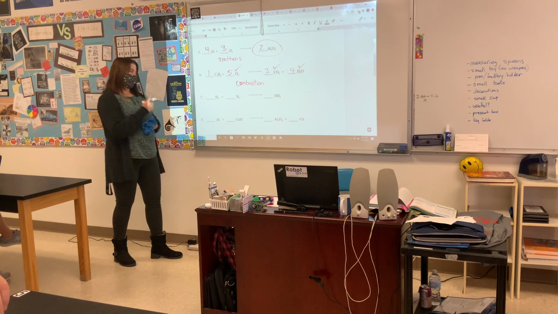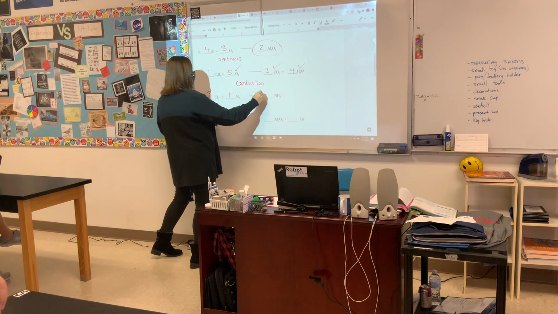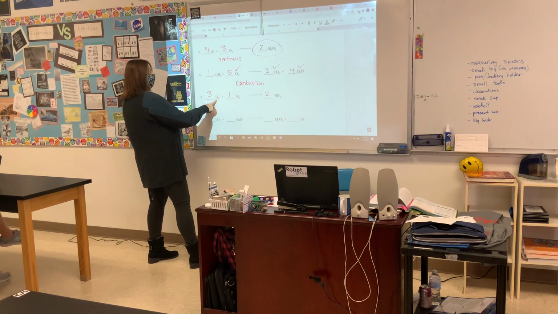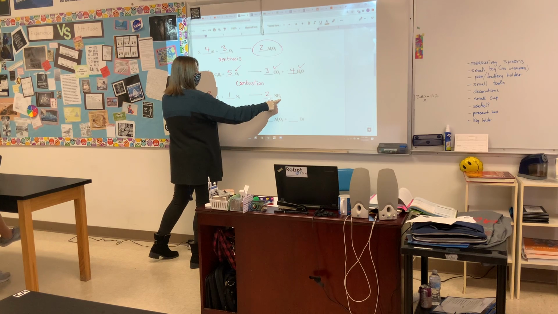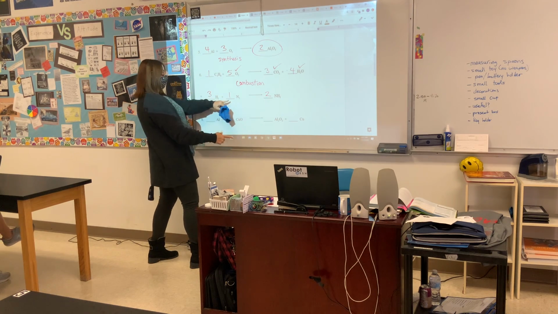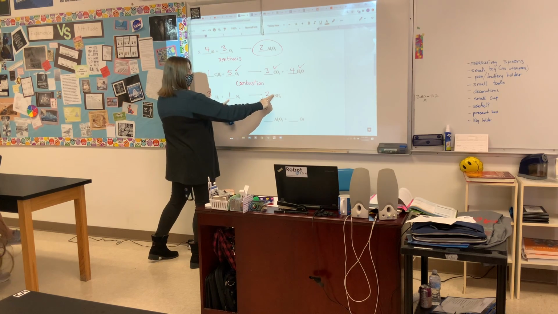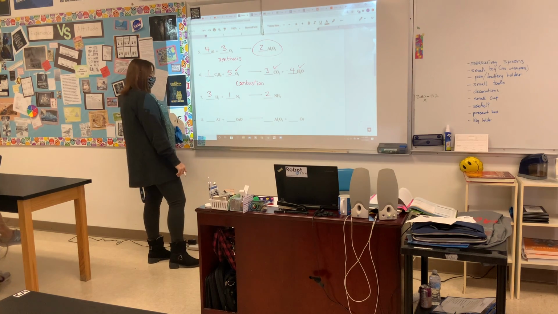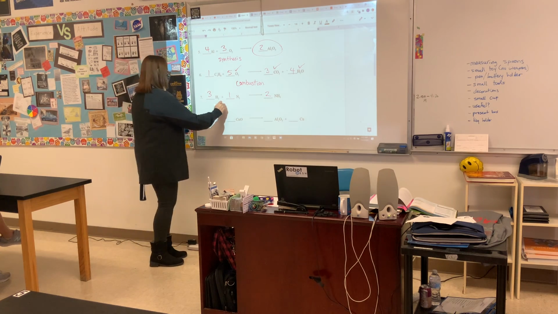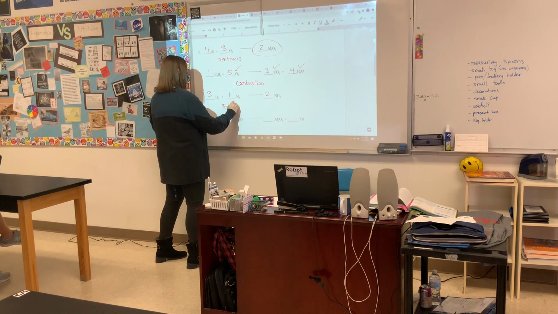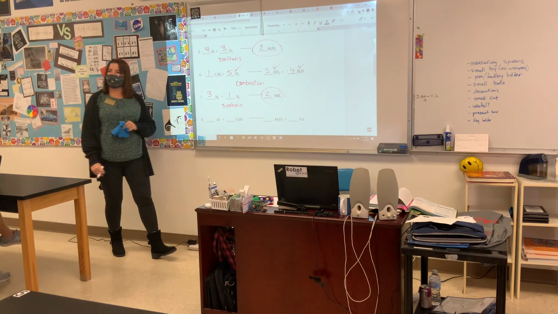What are my numbers for 7? 3, 1, 2. Let's check. 6 hydrogen. It's 3 times 2. 2 times 3. That's 6. 1 times 2, 2 nitrogen. 2 times 1, 2 nitrogen. Looks good. Type of reaction? Synthesis. Why? Because reactants come together, one product. One product. We're baking a cake.